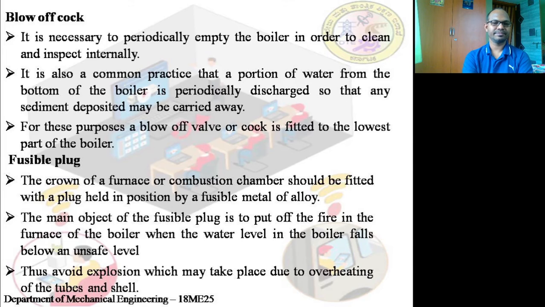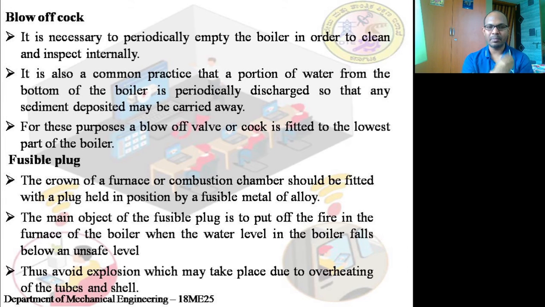Then the next one is, last but one I guess, the fusible plug. The crown of the furnace or the combustion chamber should be fitted with a plug held in position by a fusible metal alloy. The main object of the fusible plug is to put off the fire in the furnace of the boiler when the water level in the boiler falls below the unsafe level, thus avoiding explosion which may take place due to overheating of the furnace and the shell.